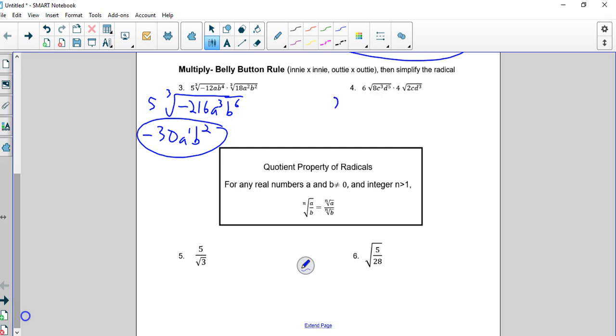Over here, 6 times 4 is 24. On the inside, we have 8 times 2, which is 16. c to the 3rd, c to the 1st, c to the 4th, d to the 5th, d to the 3rd, d to the 8th power. Square root of 16 is 4. It's going to come out and multiply by the 24. So 24 doubled is 48. Double that again is 96. We look at our c's. 4 divided by 2 is 2. We look at our d's. 8 divided by 2 is 4. And that's it.